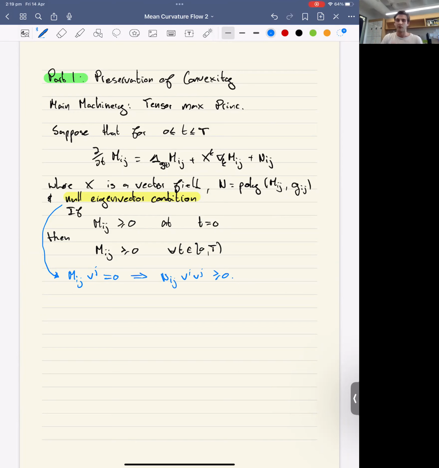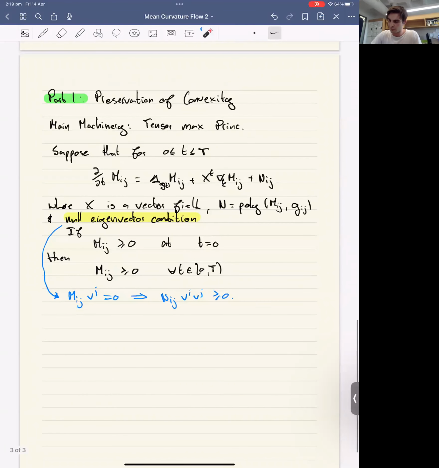Okay, so I'm not actually going to prove this tensor maximum principle. I think the proof is fairly similar to your scalar maximum principle in format. You assume for a contradiction that it's violated at some point. You say at one time I have a vector that violates it, and then we go through and look for some contradiction, something that breaks this equation here.